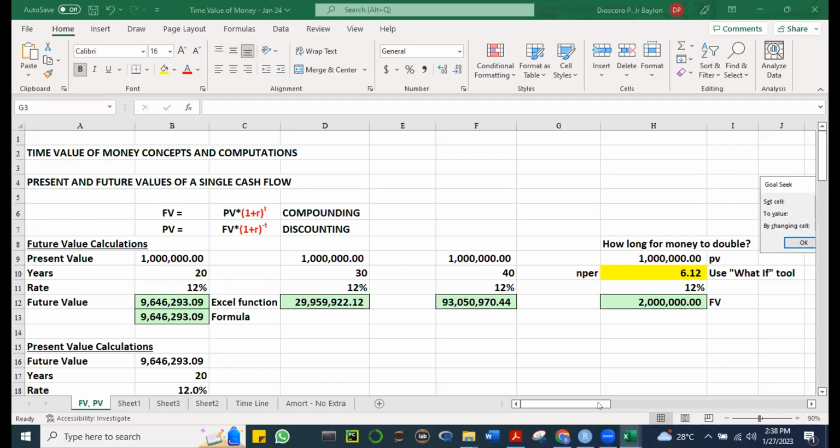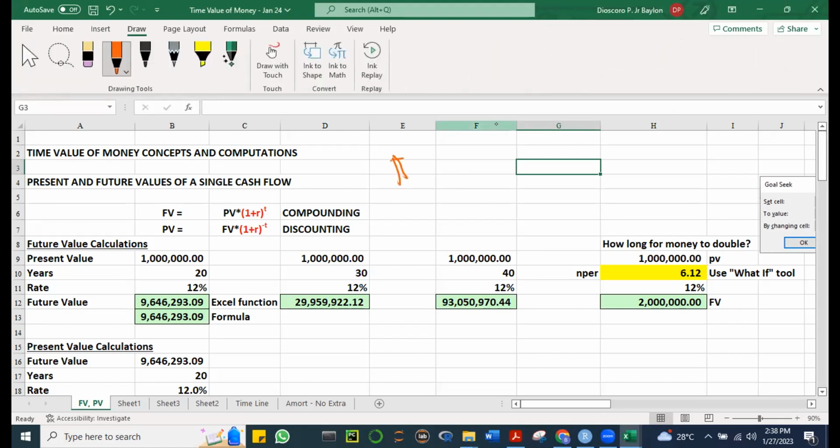Okay, so good afternoon. Let's once again have a brief review of what we have discussed so far. We looked at the process of compounding and discounting and how they are related to each other. When we say compounding, we're getting the future value. So we use the formula future value is equal to whatever your present value is times the compound factor. Okay.